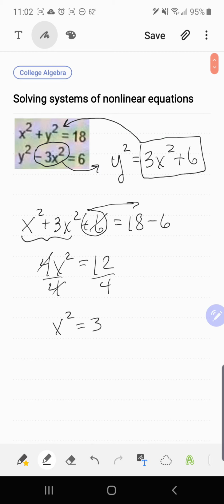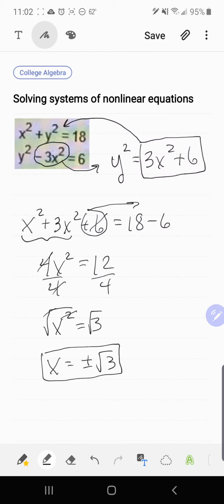Now, to get rid of the squared, we're going to have to take the square root of both sides. However, 3 does not square root nicely, so we're going to leave it square root of 3. And remember, when I square root both sides, I do need a plus and minus answer. So those are my x coordinates. Now, remember when we're solving a system of equations, what we're really looking for are the points of intersection. So now that I know my x's, I'm going to have to find my y's for my ordered pairs.